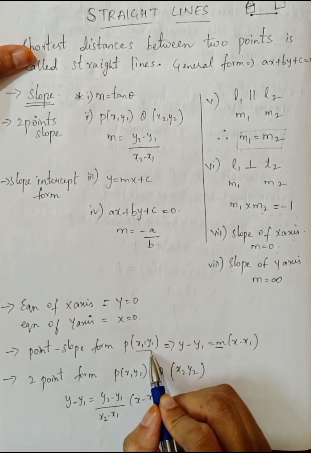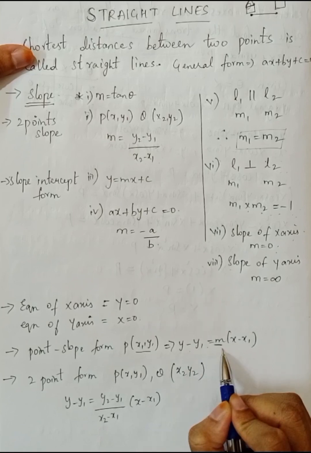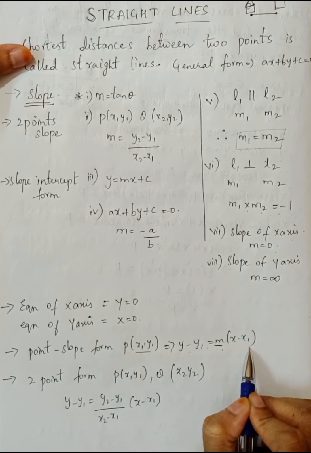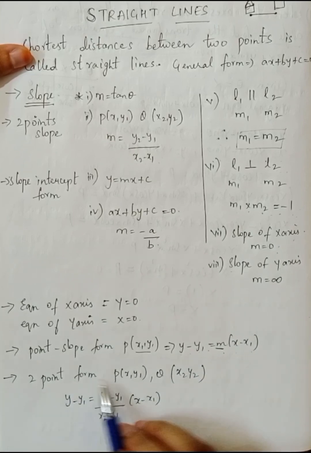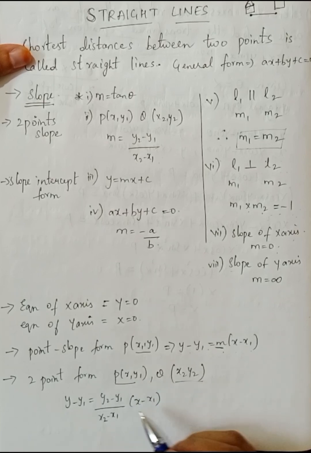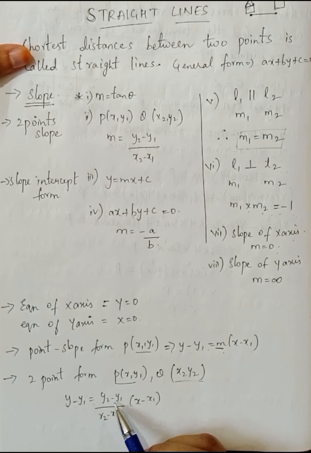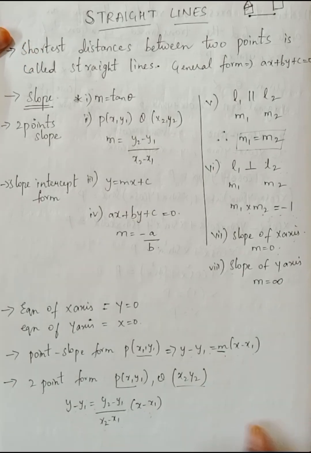And the formula for point slope form, in this we will have a slope and we will have one point. Okay, so the formula is y minus y1 is equal to m into x minus x1. And the 2 point form, in the question 2 points will be given, so the formula will be y minus y1 is equals to y2 minus y1 by x2 minus x1 into x minus x1.